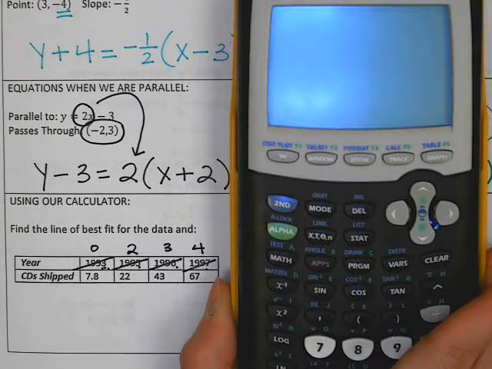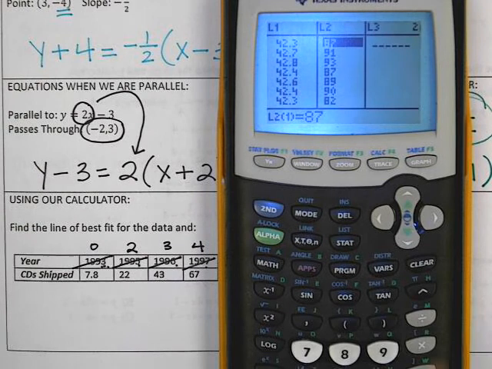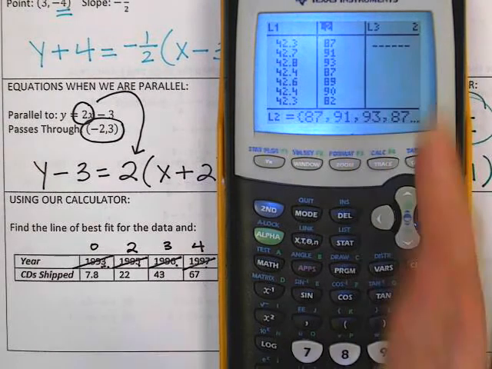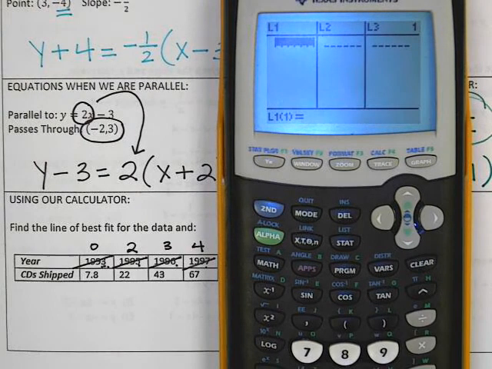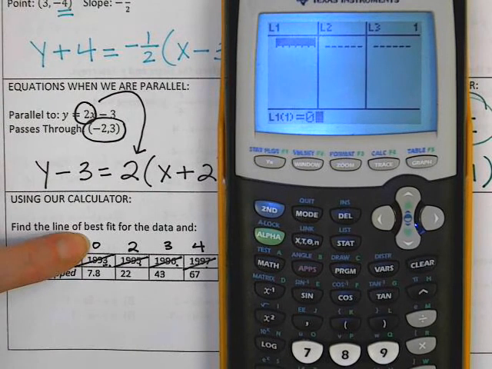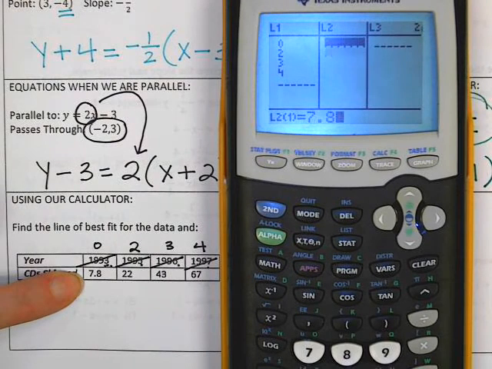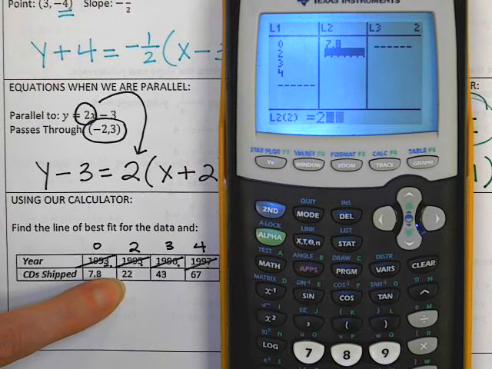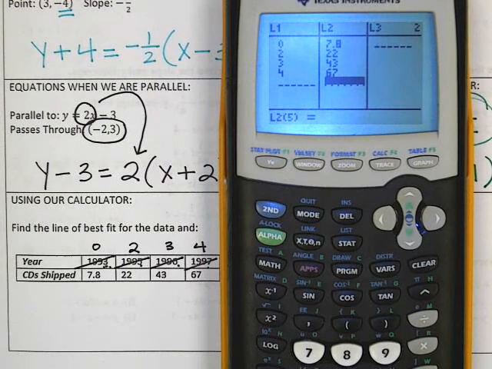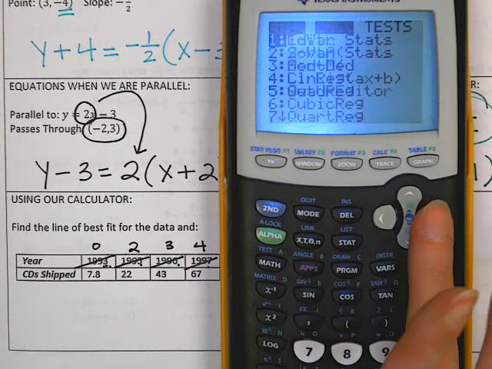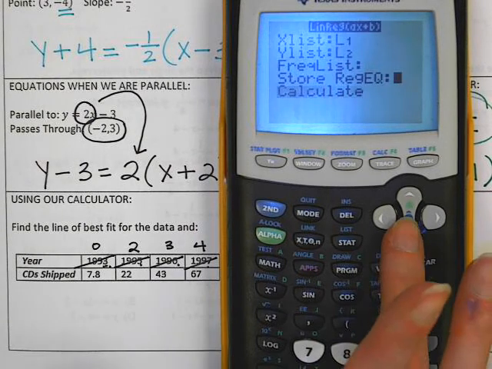All right, so let's go over the buttons to press for this. You start with Stat, Edit. To clear the list, you go up to the list, hit Clear, Enter, Clear, Enter, and then just type them in. So 0, 2, 3, 4, and then 7.8, 22, 43, and 67. And then you hit Stat, right arrow to calculate, down to number 4, and then go all the way down to calculate.